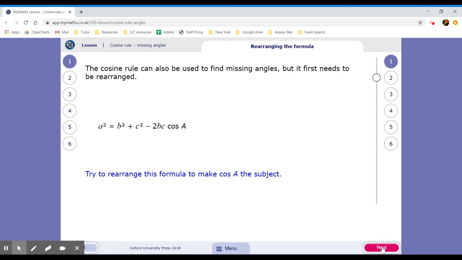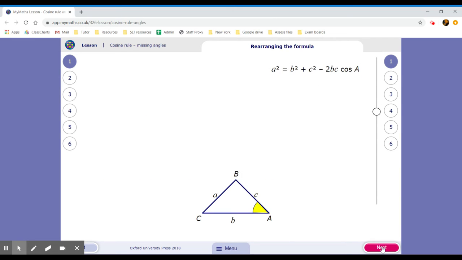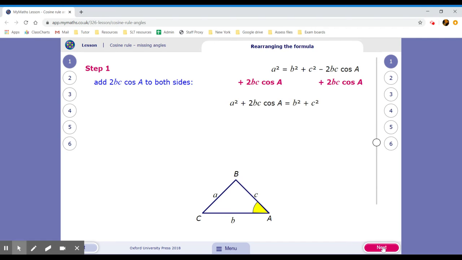Okay, right, so let's have a look at how we can actually rearrange this particular equation. Well, the first thing we need to remember is this 2bc cos A is all attached. All right, and as I would say in class, I don't like the fact that I've got a negative, so I want to deal with that first of all. So instead of having a negative 2bc cos A, I'm going to add the 2bc cos A to both sides. That will give me this equation then.